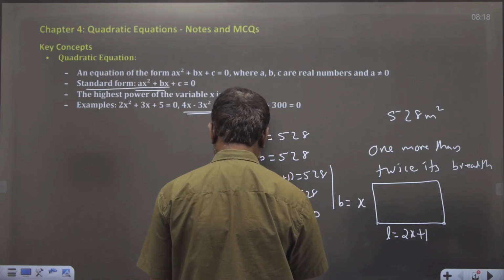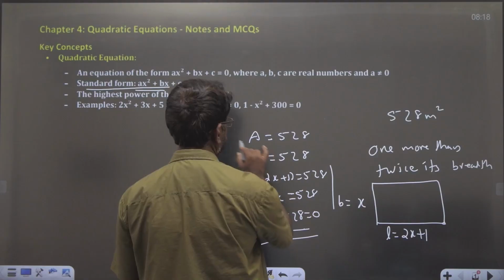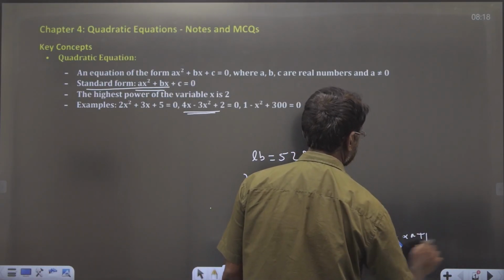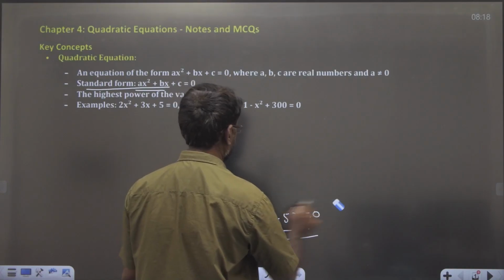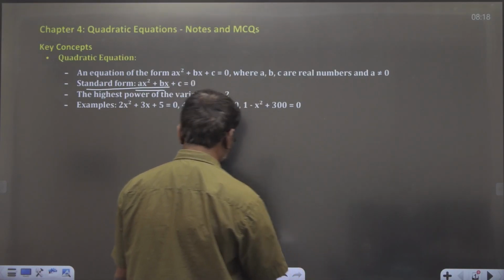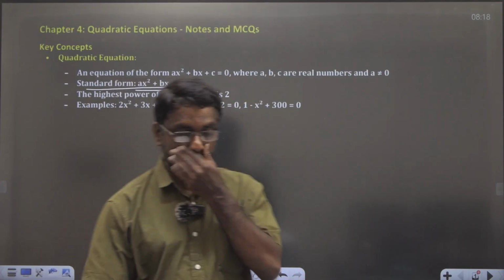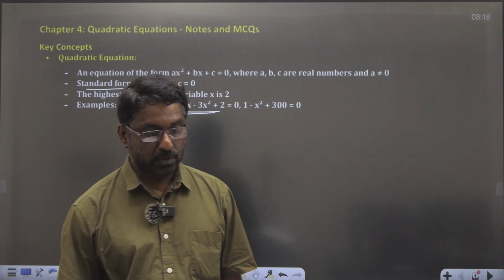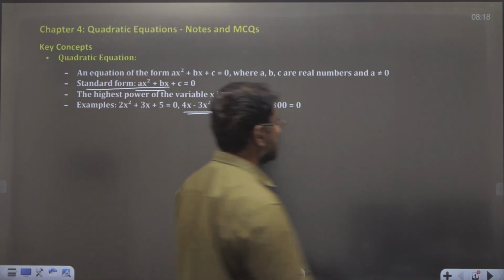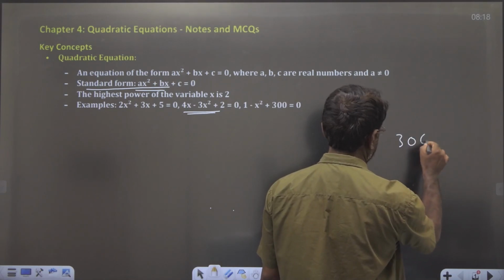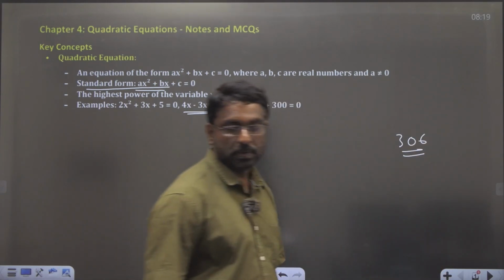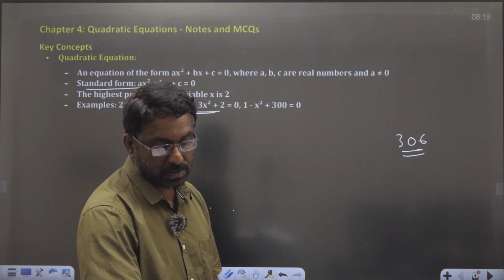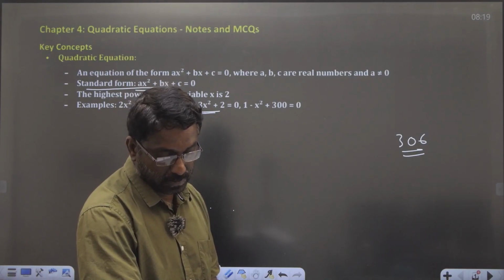Form a quadratic equation. The product of two consecutive positive integers is 306.